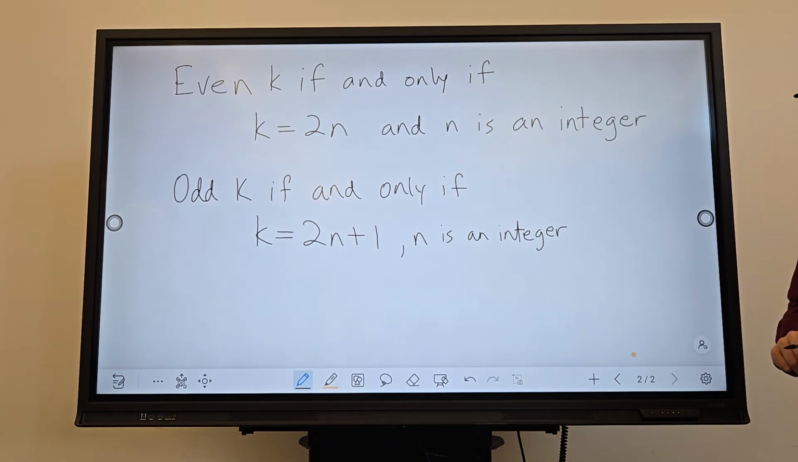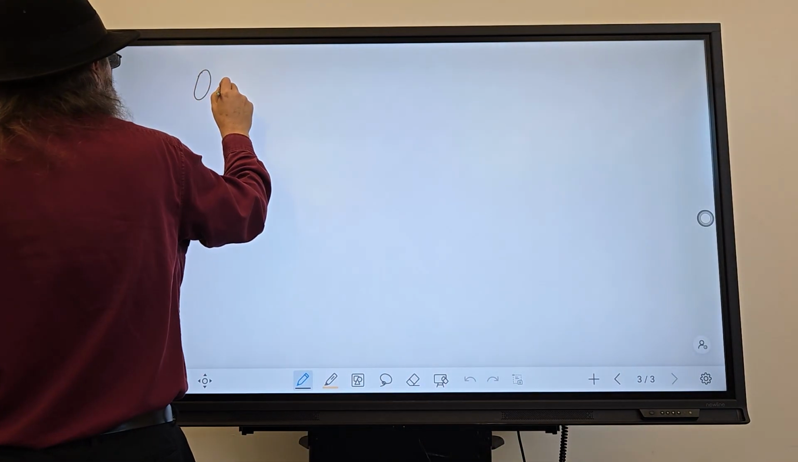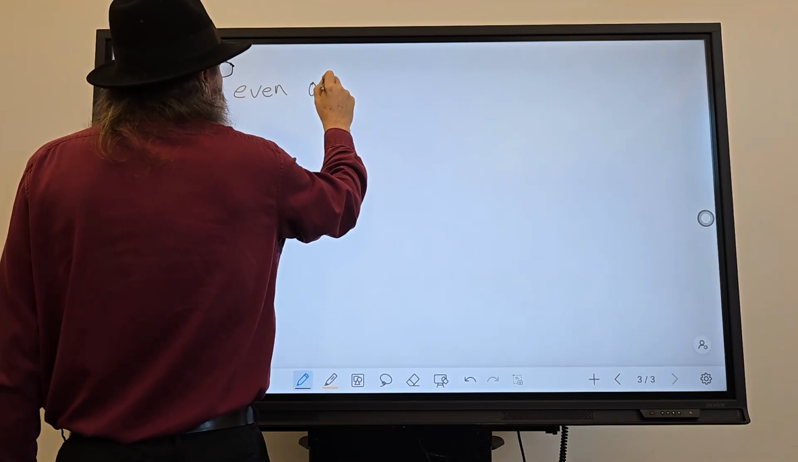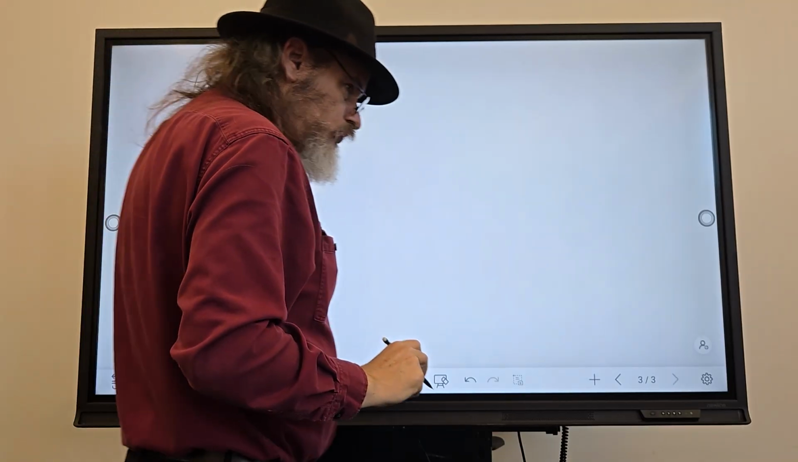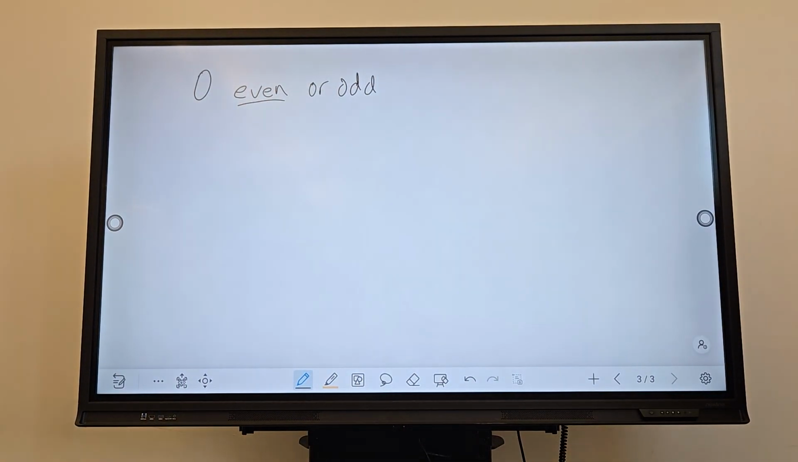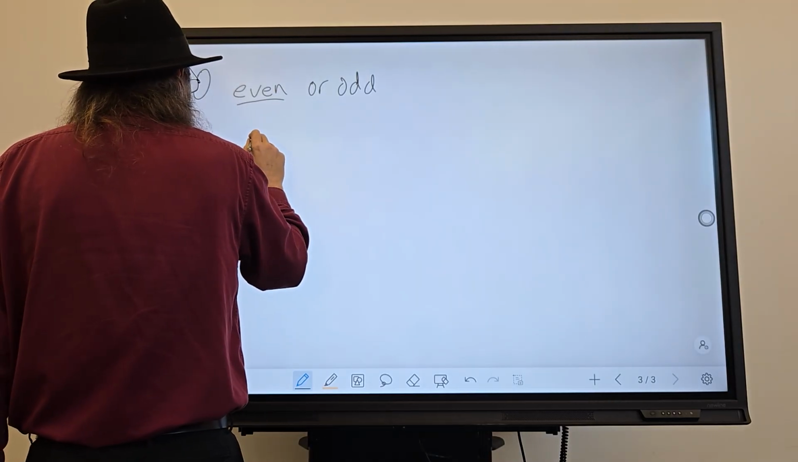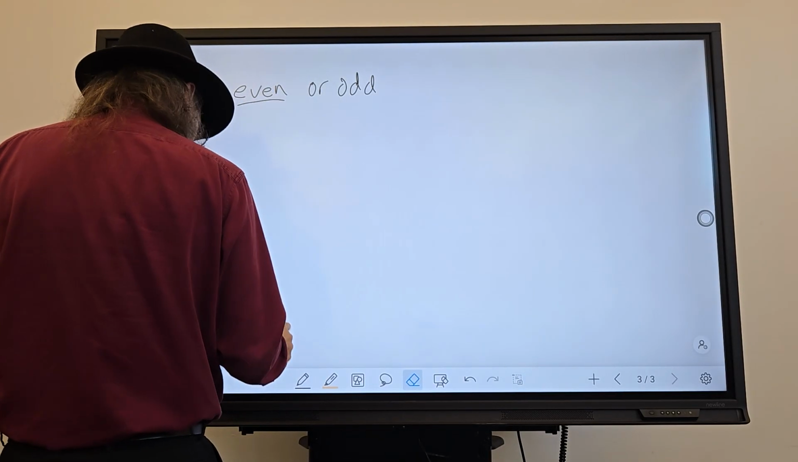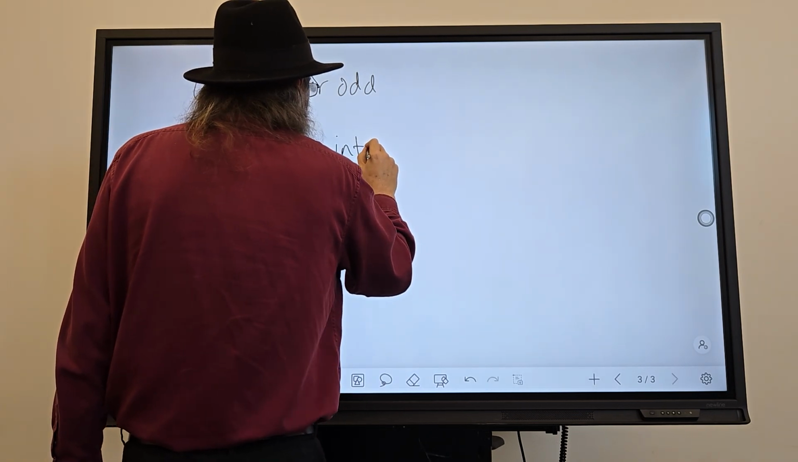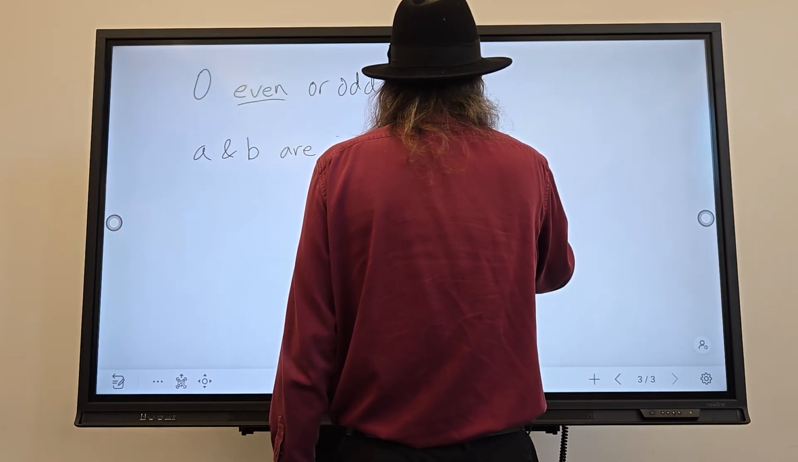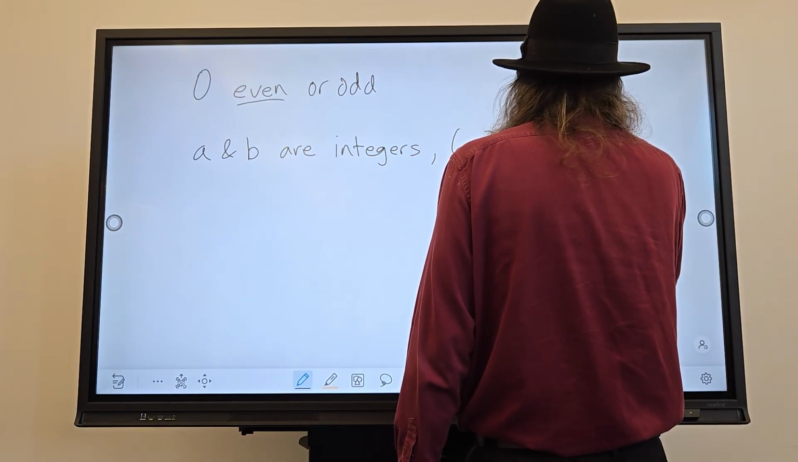So is 0 even or odd? Yes, it is even. If a and b are integers, is six a squared b odd or even?